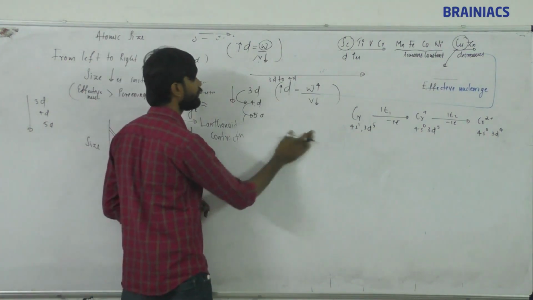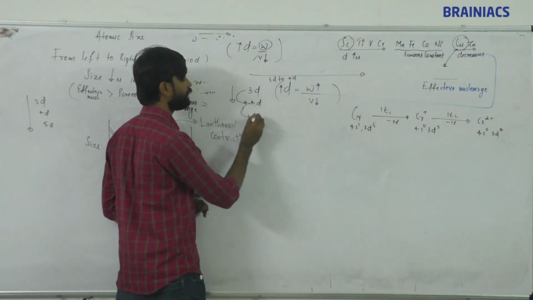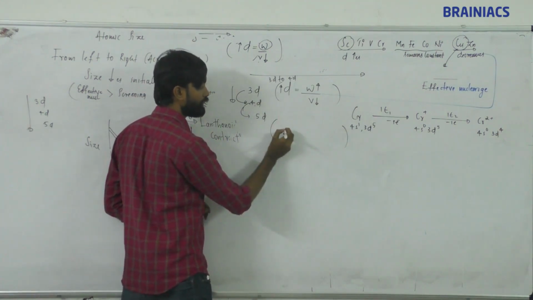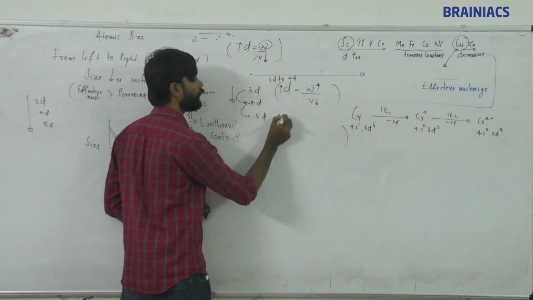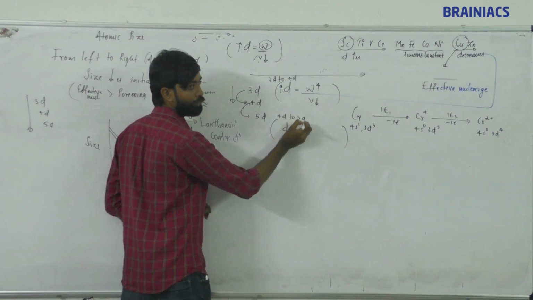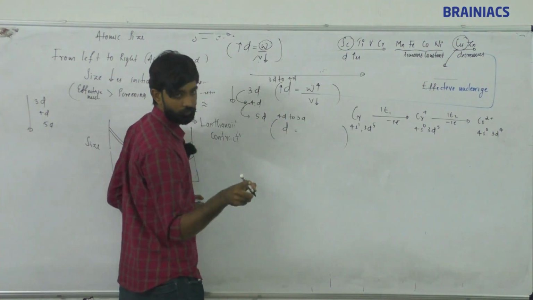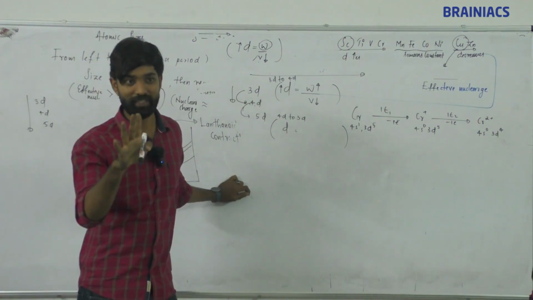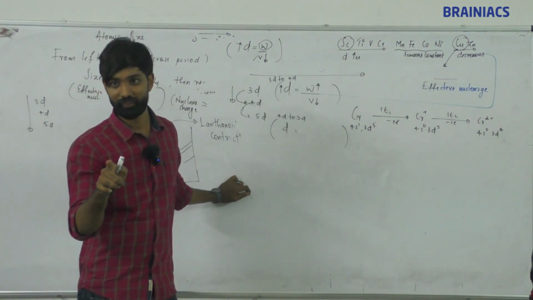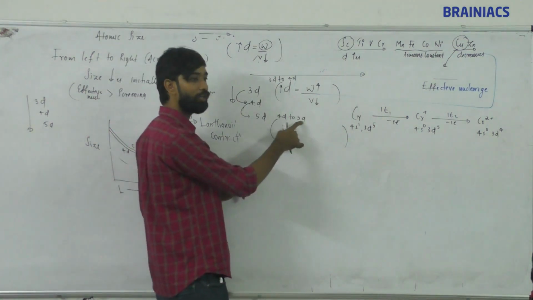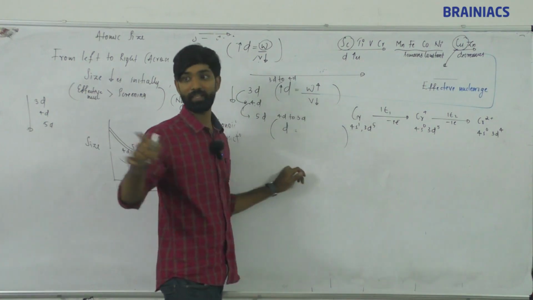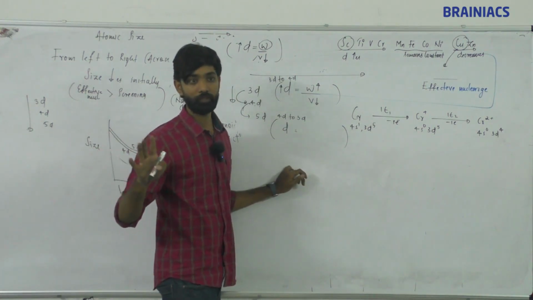But what about 4D and 5D? Listen. Comparing 4D to 5D, you know there is a lanthanoid contraction, which means there is no increment in size. The size of 4D and 5D are nearly the same due to lanthanoid contraction, but there is an increment of mass.